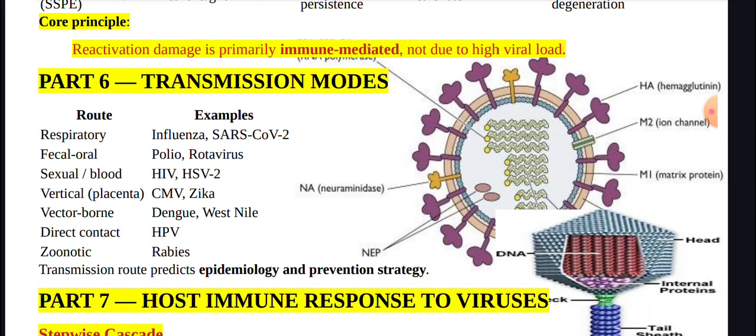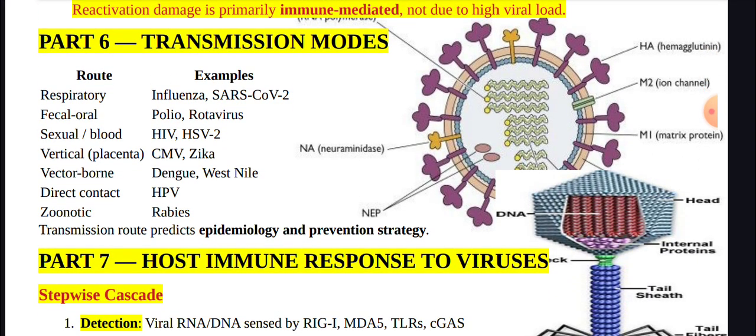The host immune response. How does the body fight back when it does detect an intruder? The source describes a stepwise cascade. It's a highly choreographed military operation. Step one is detection. We talked about how the cell knows something is wrong. Inside our cells, we have tripwires, proteins like RIG-I and a family called toll-like receptors, or TLRs. They are pattern recognition scanners.